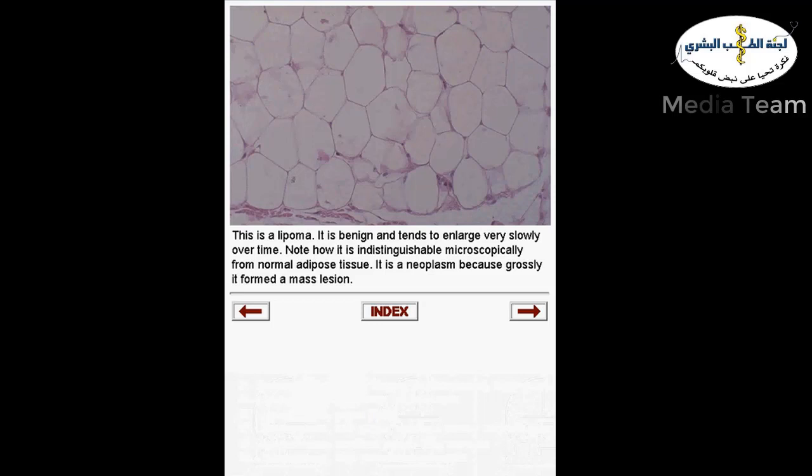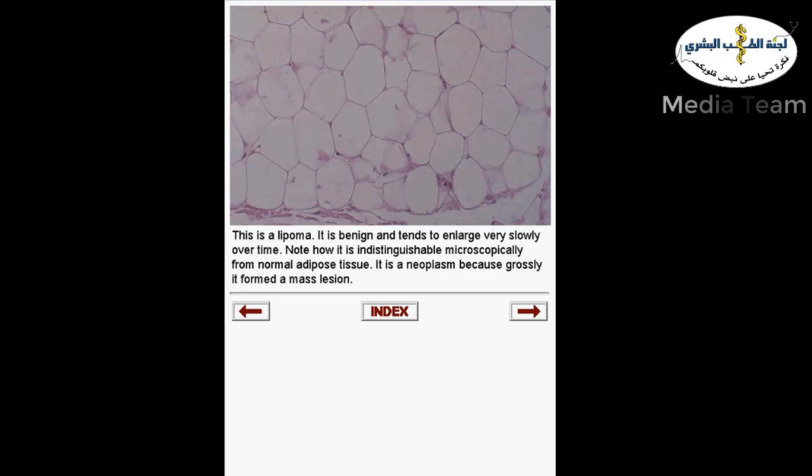Now we are going to cover one of the most common benign soft tissue tumors. What is it? It's lipoma. If you look at this microscopic picture of a lipoma, it's composed of completely normal adipocytes. If you take fat from anywhere in our body and look at it under the microscope, it will look just the same as a lipoma. So how can we differentiate whether this is a lipoma or normal fat?